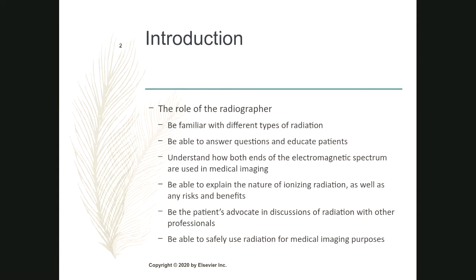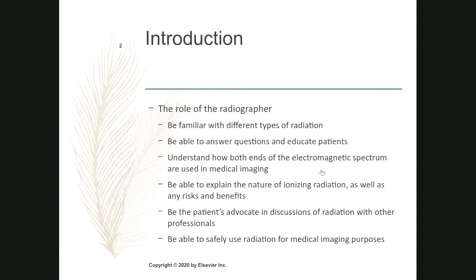So we should be familiar with the different types of radiation. We should also be able to answer any questions, understand how both ends of the electromagnetic spectrum are used in medical imaging. The bottom end of the electromagnetic spectrum, if you remember, begins with radio waves. And the reason that comes into play with diagnostic imaging is we use those along with a strong magnetic field in magnetic resonance imaging, and that helps create sectional planes or images of the body.